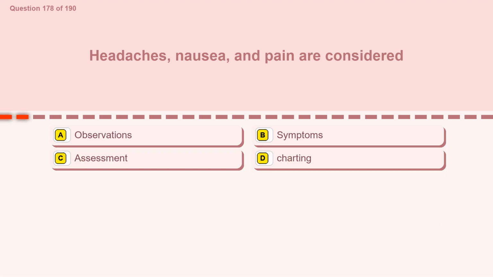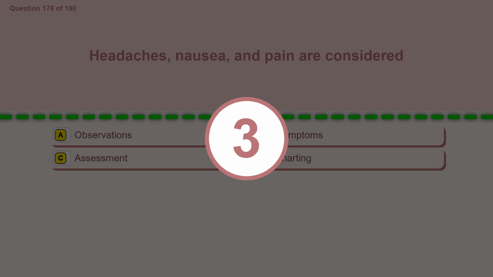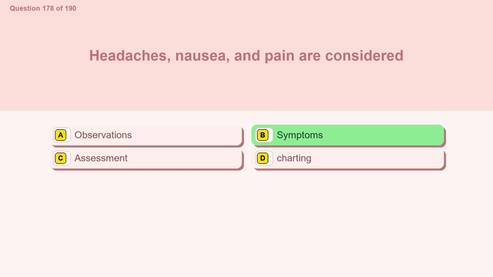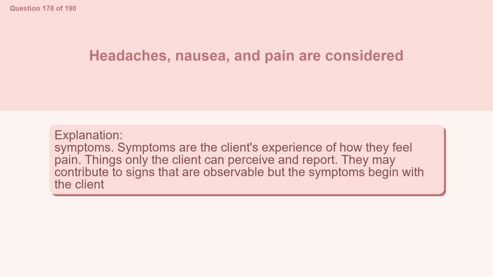Question 178. Headaches, nausea, and pain are considered: option A, observations; option B, symptoms; option C, assessment; option D, charting. The correct answer is option B, symptoms. Symptoms are the client's experience of how they feel pain, things only the client can perceive and report. They may contribute to signs that are observable, but the symptoms begin with the client.